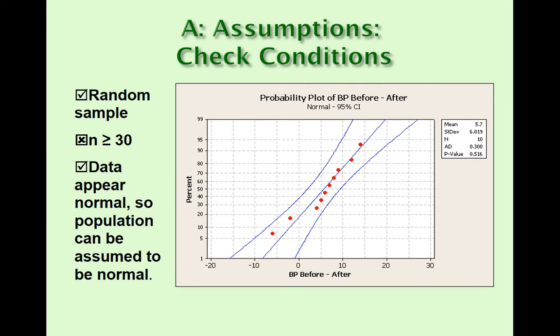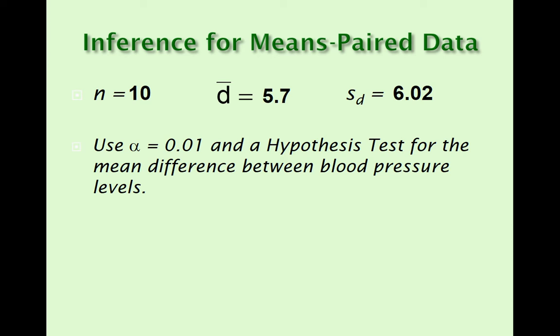Let's go back to our data here, and let's enter it into our calculator just to see what we might get. 10, 5.7, and 6.02, right? What kind of test is this? This will be a one-sample t-test now, because we're just looking at the differences and the averages. So I'm going to go to test, one-sample t-test, number 2. I'm going to input the stats. My mu naught is 0. My x bar is 5.7 as the difference.